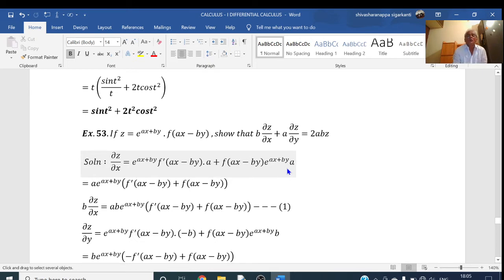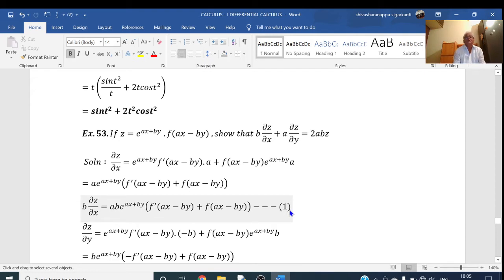Okay, so this is our ∂z/∂x. To this, I will multiply by b, because we have b into ∂z/∂x. So multiplying by b, I get b ∂z/∂x equal to ab e^(ax+by), where e^(ax+by) is a common factor and a is also a common factor, which we write outside. Then in the bracket we get f'(ax−by) + f(ax−by). So b ∂z/∂x = ab e^(ax+by)[f'(ax−by) + f(ax−by)]. Let me take this as equation 1.